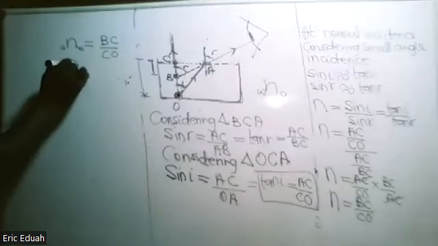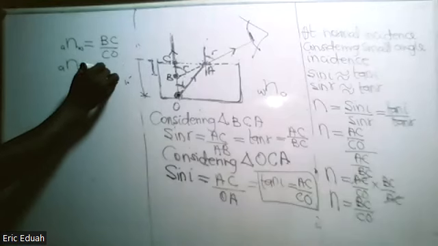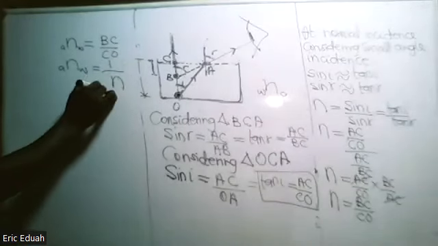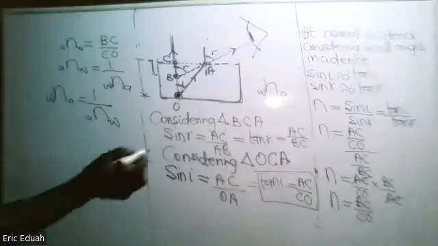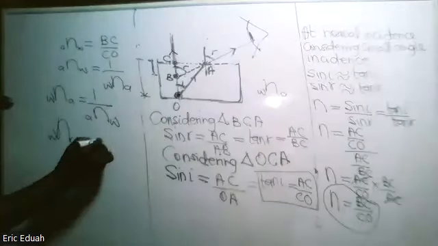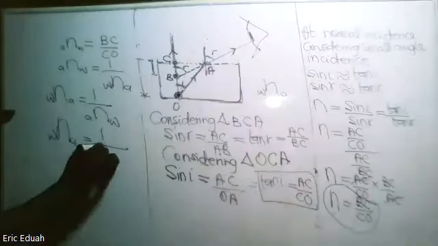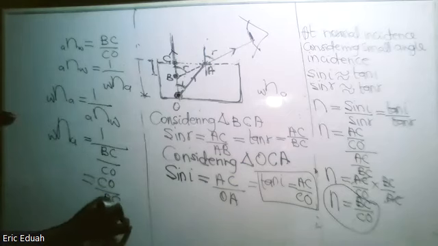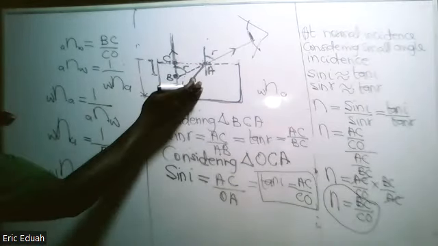But we know that the refractive index from air to water is always equal to 1 over the refractive index from water to air. Okay, so if we make N from water to air the subject, it will be equal to 1 over the refractive index from air to water. Now, this is what we got for absolute refractive index. So to get the refractive index from water to air, it will be equal to 1 over BC over CO. And this will be equal to CO over BC for the refractive index from water into air.